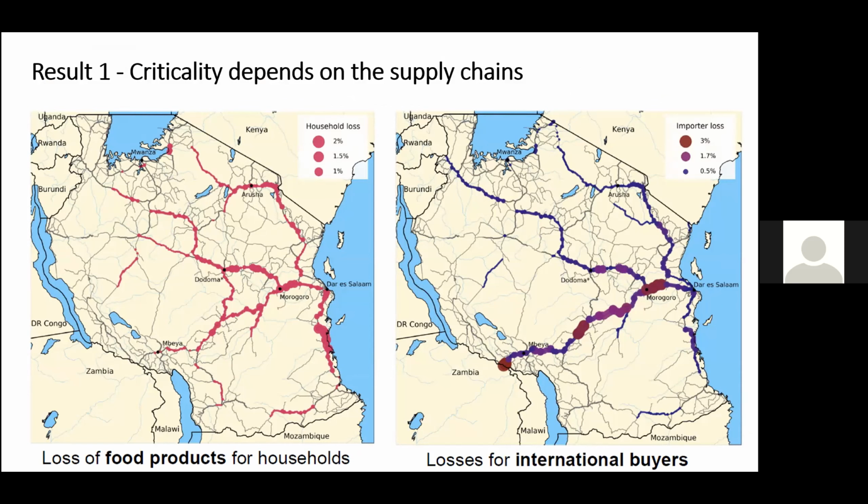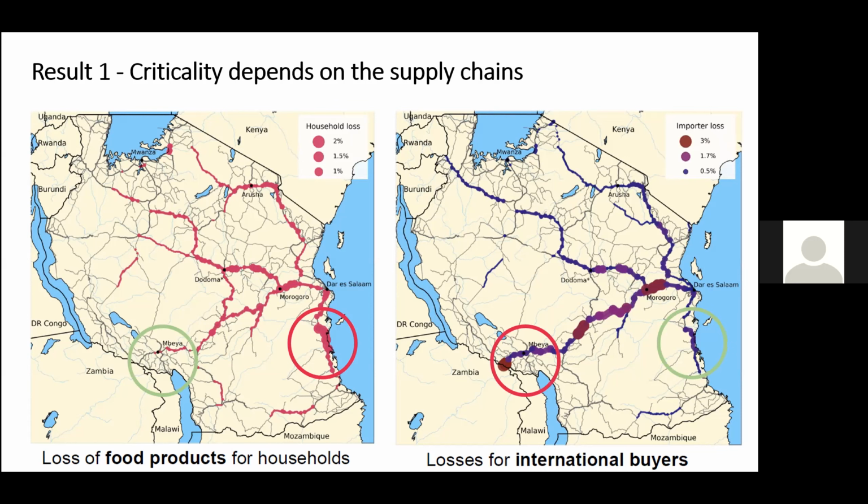So very often we talk about the criticality of the transport network in abstract terms, but in fact, the criticality depends on what supply chain you're talking about and what problem you're talking about. So here, if you care about food security, you will be focusing, for instance, on the south of Dar es Salaam, which is really important. If you care mostly about international trade, then the border with Zambia should be a priority.